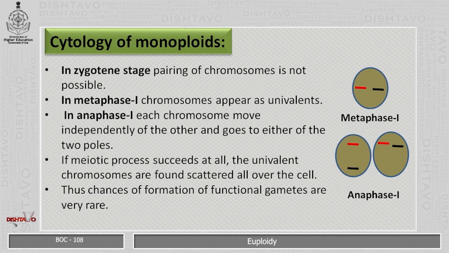Cytology of monoploids. In zygotene stage, pairing of chromosomes is not possible. In metaphase 1, chromosomes appear as univalents. In anaphase 1, each chromosome moves independently of the other and goes to either of the two poles, as seen in the figure. If meiotic process succeeds at all, the univalent chromosomes are found scattered all over the cell. Thus, chances of formation of functional gametes are very rare.